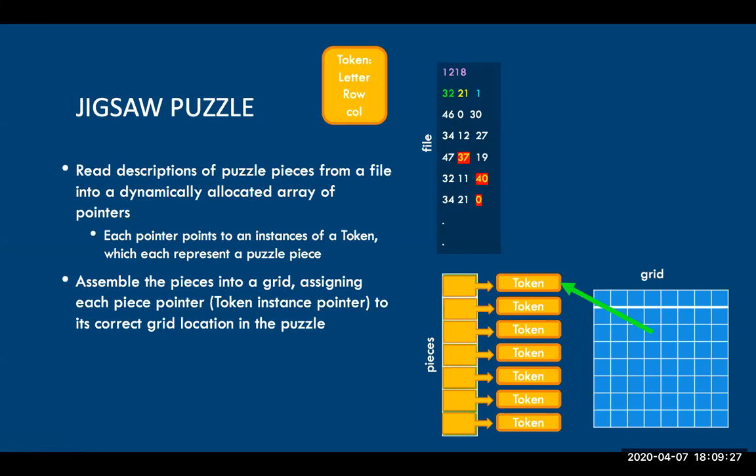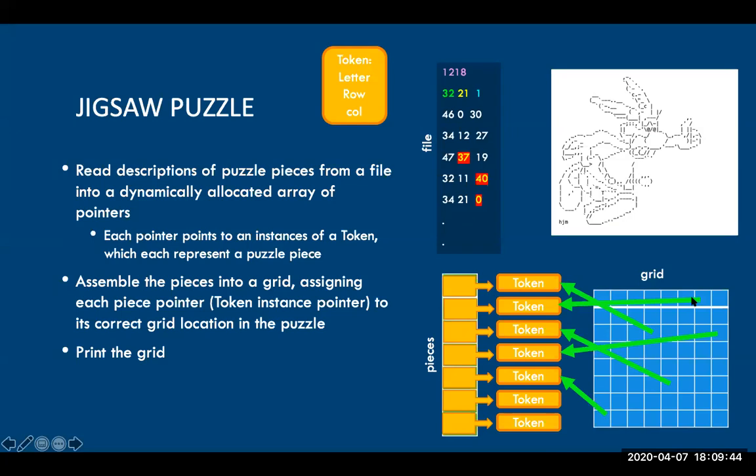And that's really what we're after here, and it will exercise all of these topics we've been talking about with dynamic memory, right? And then the last thing we want to do is print the grid, right? So there's printing of the list of puzzle pieces, and then there's printing of the grid. And the printing of the grid is the thing that actually draws the final picture, right?